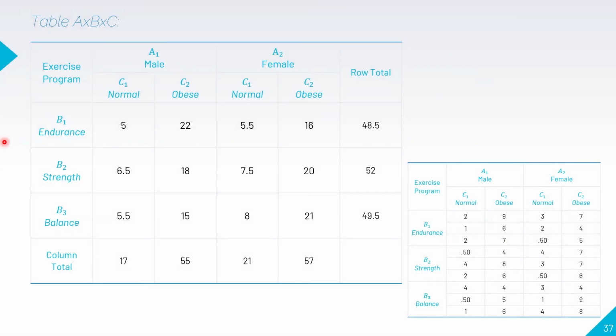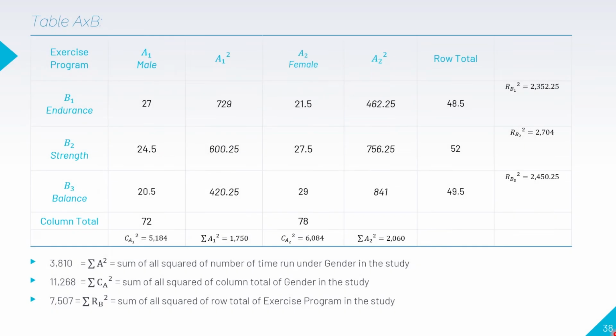In table A by B by C, we have all the A, the B, and the C. We have the gender, the body composition, and the exercise program. In order to find this value, we just need to add each group. Let's add this, and we have 17. Add this, we have 55. Add this, and we have 21. Add this, and we have 57. And then in row, just add this, and we have 48.5. Add this, and then we have 52. Add this, and we have 49.5.